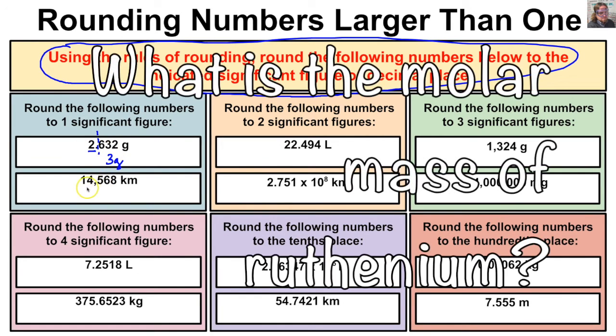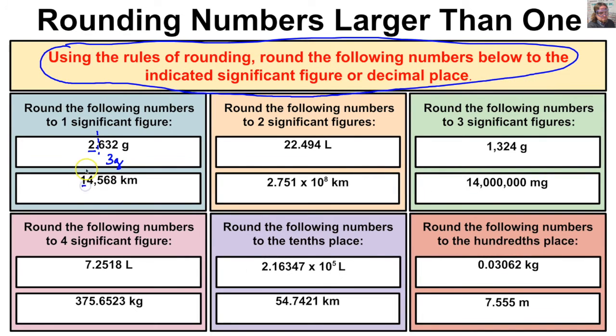If we take a look right here, here is our first sig fig. We're going to look 1 past this, and this is a 4. This 4 is not going to round this 1 up. In fact, what will end up happening is that our final answer here is going to be 10,000 kilometers for 1 sig fig. We've rounded 14,568 to just 1 sig fig.